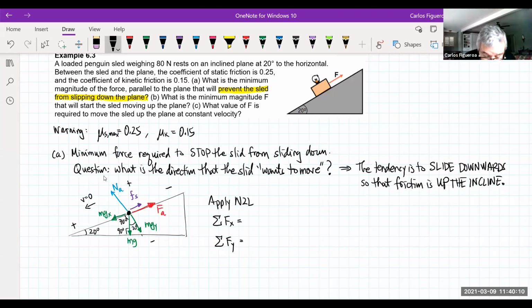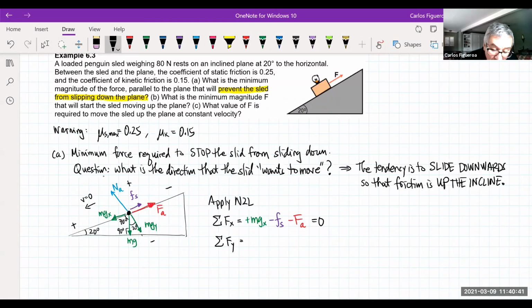So when I look at this thing, what do I see? Look at mgx. I'm going to get mgx in the positive direction. And then I'm going to write friction in the negative direction, and the force of A in the negative direction. And of course, this has to be 0.